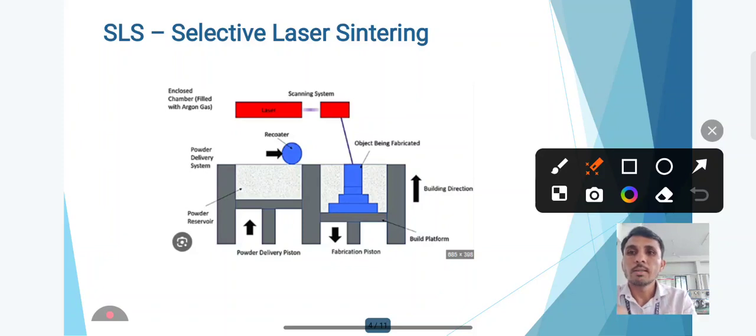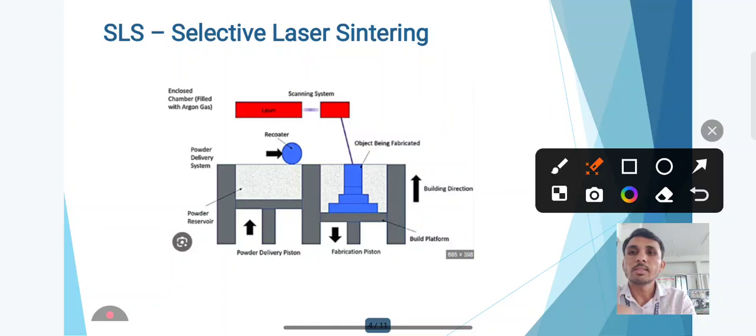Then laser source emits the laser rays. Then laser rays are reflected by XY scanning mirror in a particular direction, where we have to print the object. Then piston in the second chamber moves downward, and piston in the first chamber moves upward, due to which the powder from the first chamber moves upward. Again roller moves rightward and powder gets deposited in the second chamber.